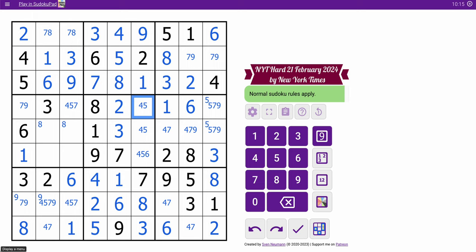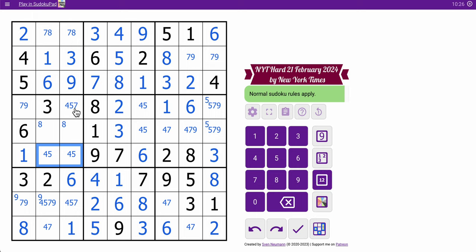Okay, that's helpful. 4, 5 makes this a 6. I'm left with a pair here. 4, 5. So this, not 5. Okay, this is 4, 5, 7, 9 again. In some order, but that's not 9.